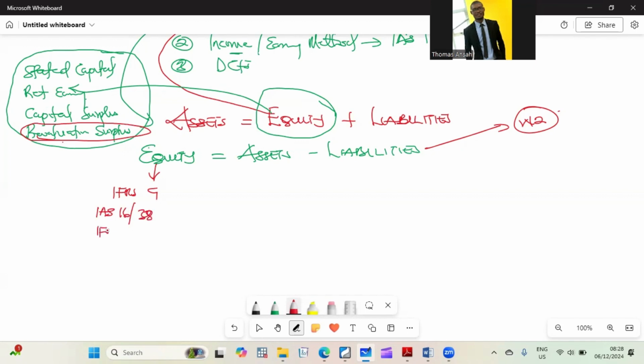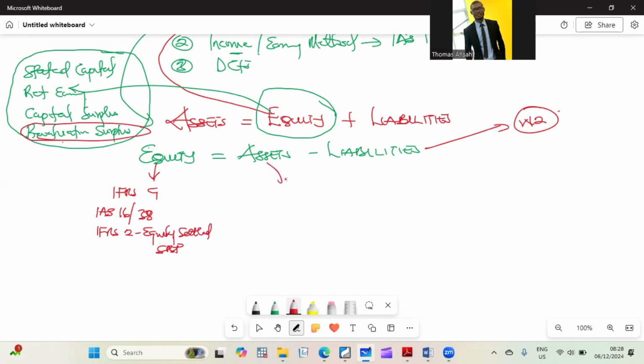Then you have a standard like IFRS 2, which is equity settled share-based payment. So you can have a consult question where they want you to deal with the equity. There is equity settled share-based payment. They can all be part of the note. So we will look at these standards.